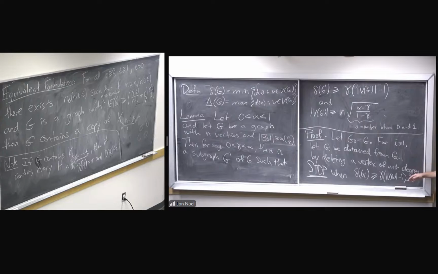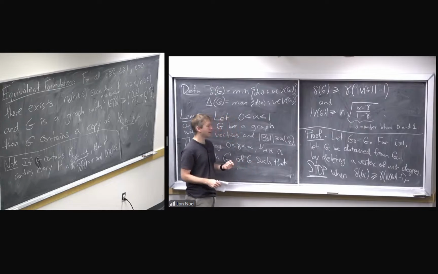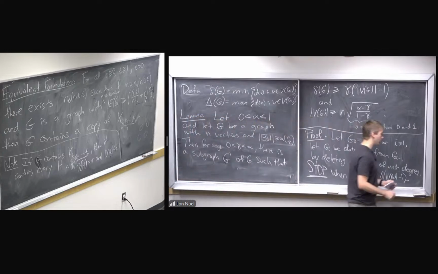Now, a reasonable thing to ask here is why would that ever hold, right? But it does hold at the end. When you have one vertex, this is 0, that's 0. So it does hold at the end. If you were to delete everything but one vertex, it would hold. So it does eventually hold, so there is a first time when we get this. Is that clear? Okay.